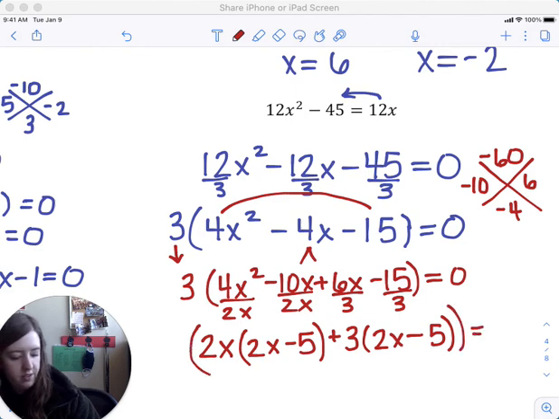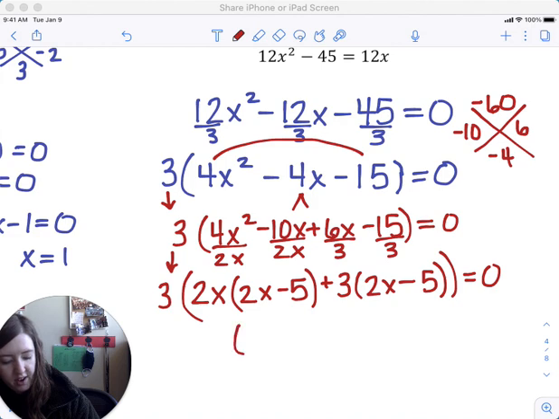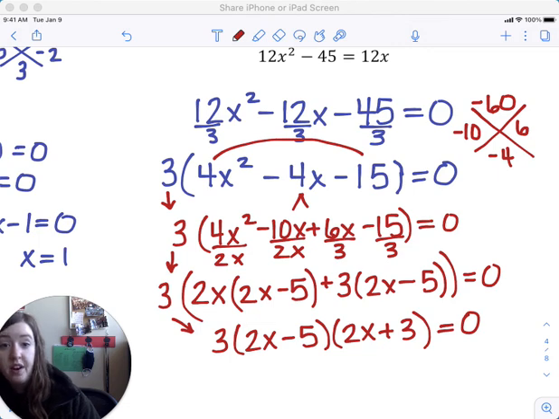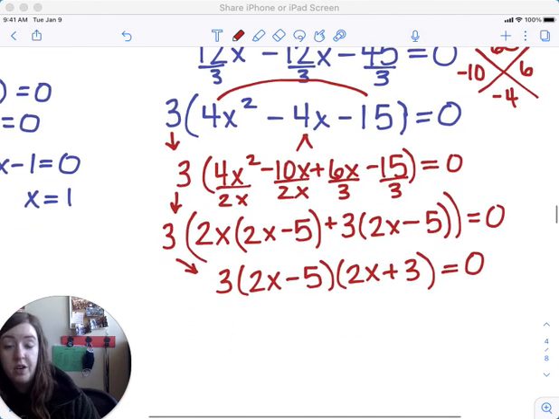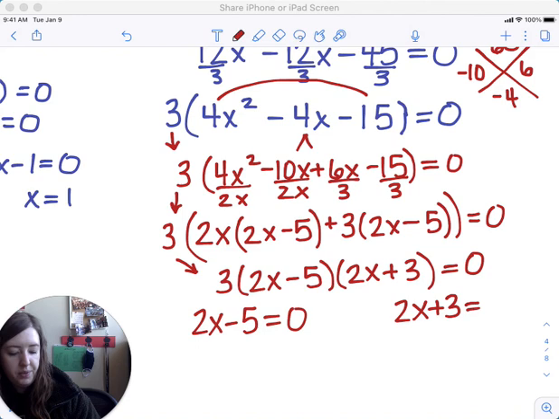All right. So we still have that equals 0 and bringing down our greatest common factor of 3 there. So then we're going to factor out what they have in common, that 2x minus 5. And we're left with the stuff on the outside, 2x plus 3. And we're going to bring down that 3 for our greatest common factor with us. And that's equal to 0. So now that we've got it all factored, we're going to use our zero product property. So we'll set everything with an x equal to 0. So we'll set 2x minus 5 equal to 0, and 2x plus 3 equals 0.